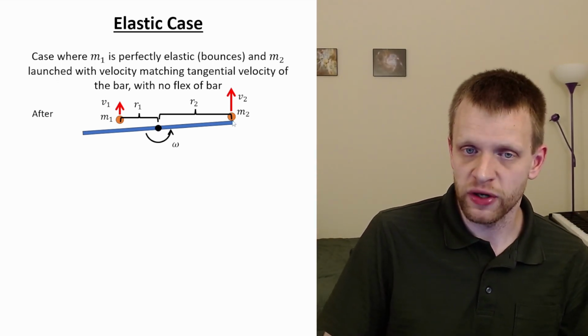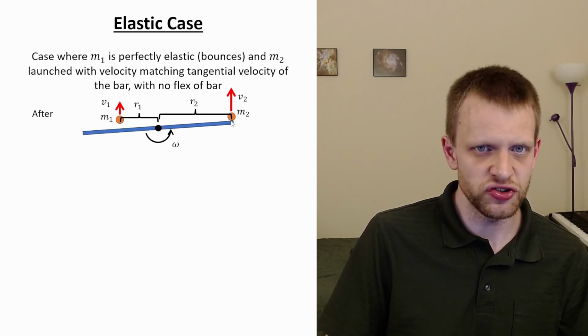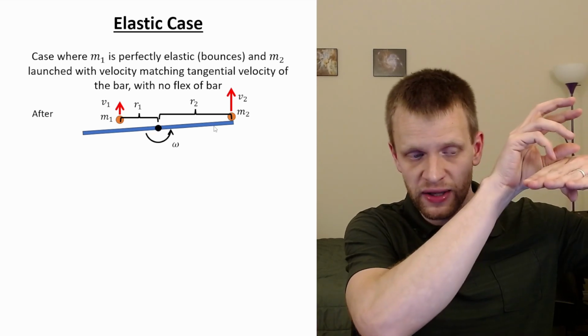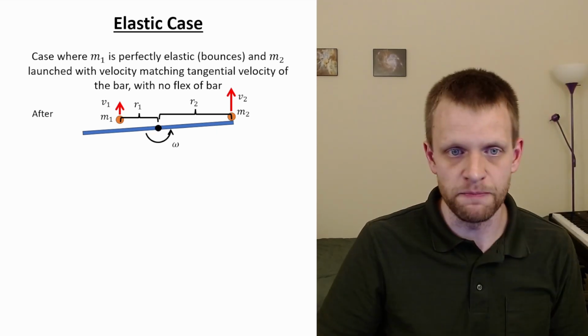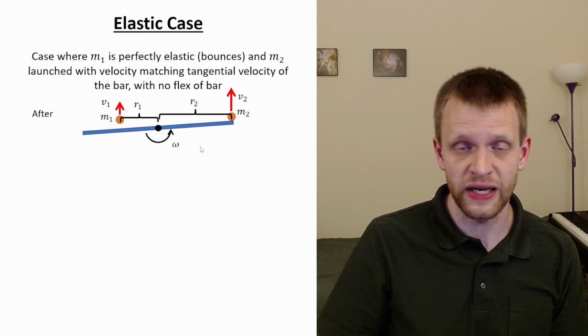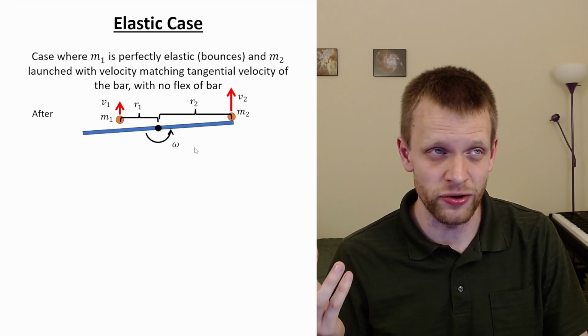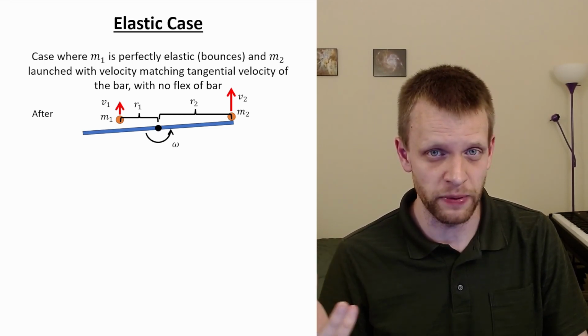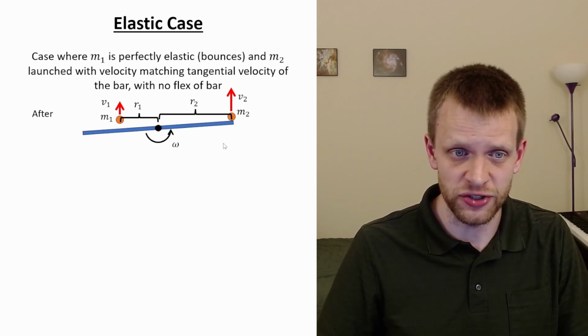And for M2, we're going to do the same thing as last time and say M2 doesn't deform. It's not like I've got another elastic ball on the other side. It's just going to be pushed by the bar, and we're assuming, again, no flex for the bar. Again, these assumptions are not going to be exactly matched, but we should be able to get pretty close to having these kinds of conditions.